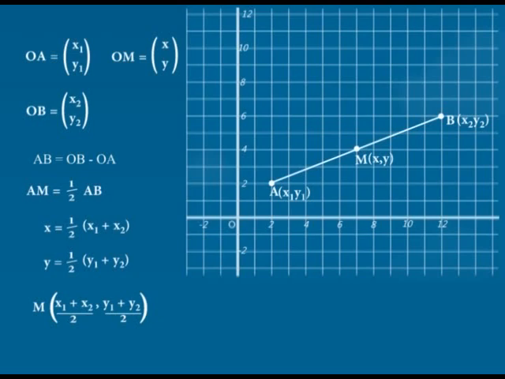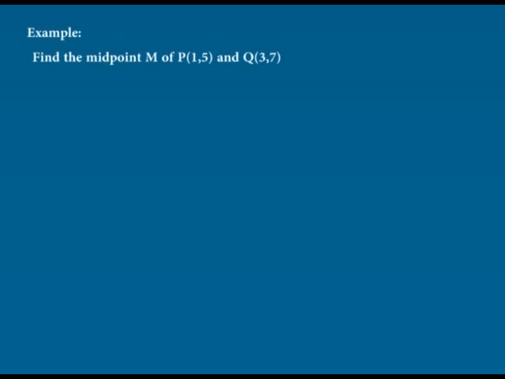Let's take an example. Find the midpoint M of the points P (1, 5) and Q (3, 7). In our solution, x1 is equal to 1, y1 is equal to 5, x2 is equal to 3 and y2 is equal to 7. The coordinates of M are ((1 plus 3) over 2, (5 plus 7) over 2). That gives us M (2, 6).